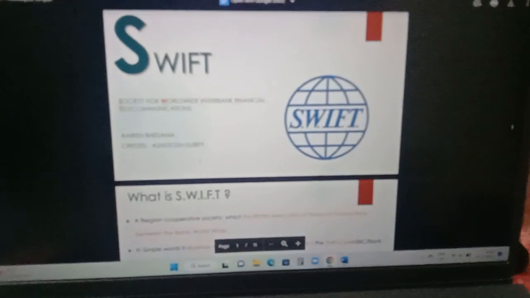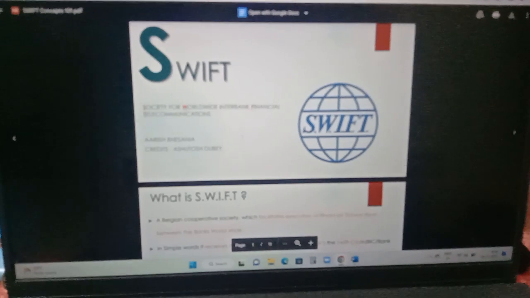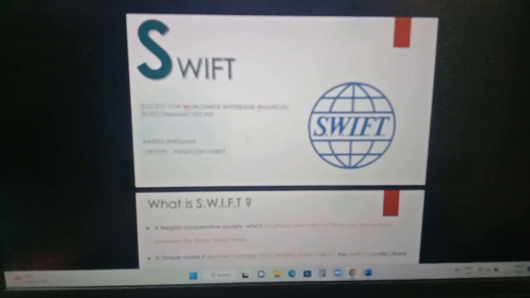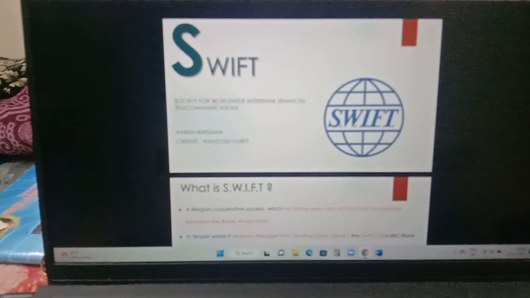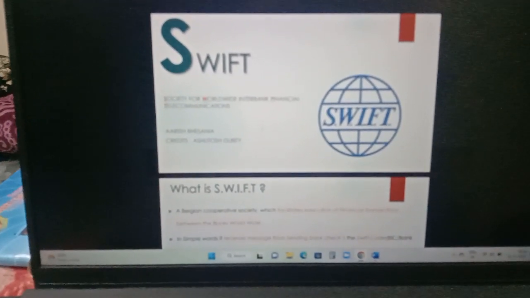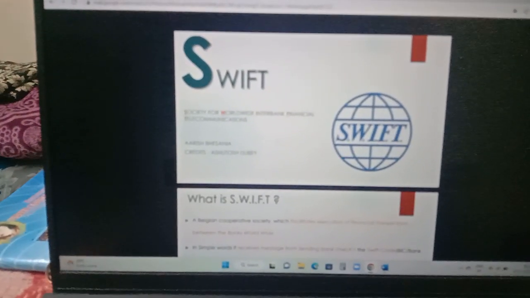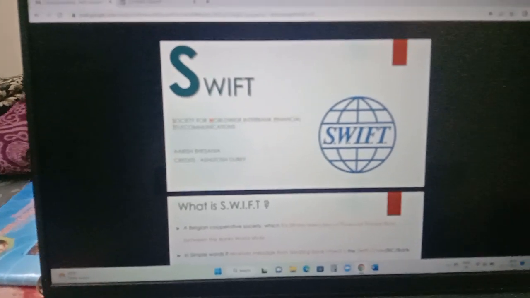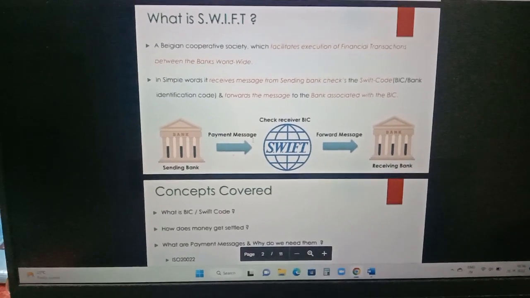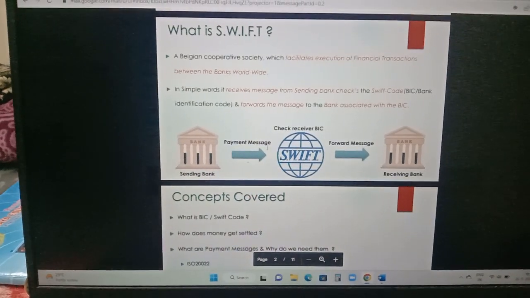Next, coming to Swift payment. This is also one of the interesting topics. What is Swift? I'll tell the full form of it. I hope the video is clear. Swift: Society for Worldwide Interbank Financial Telecommunication. And what is the meaning of SWIFT? A Belgian cooperative society which facilitates execution of financial transactions between banks worldwide.